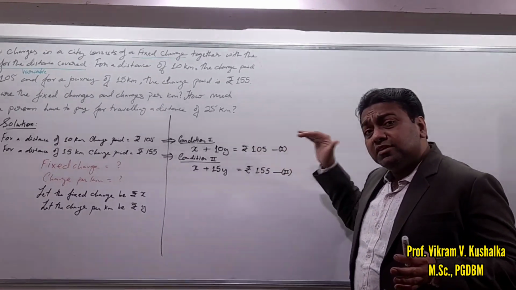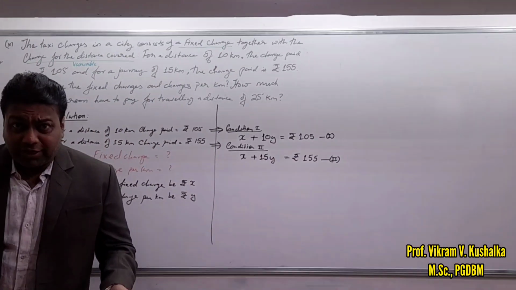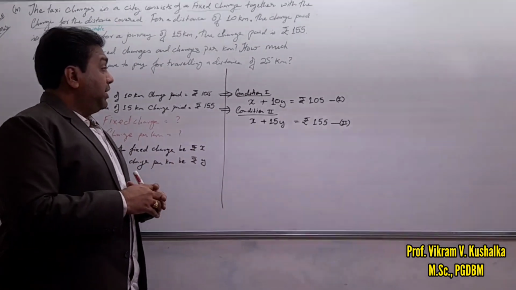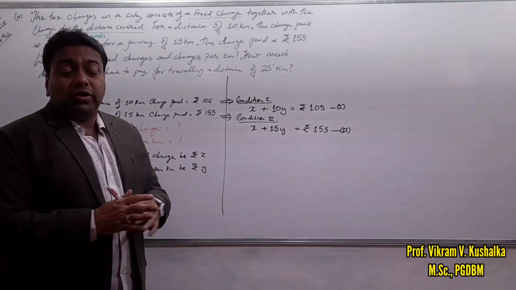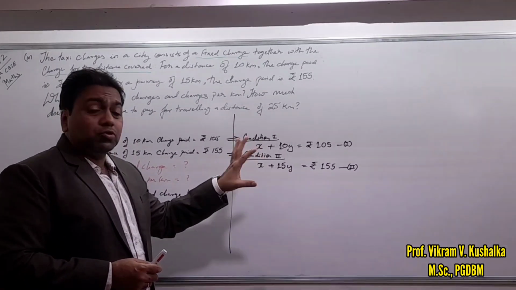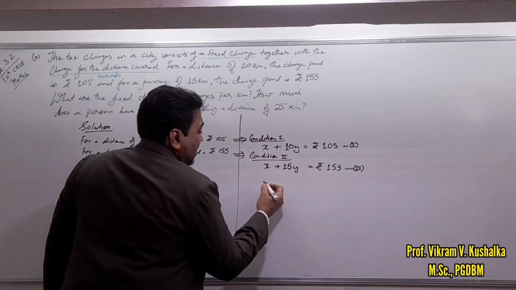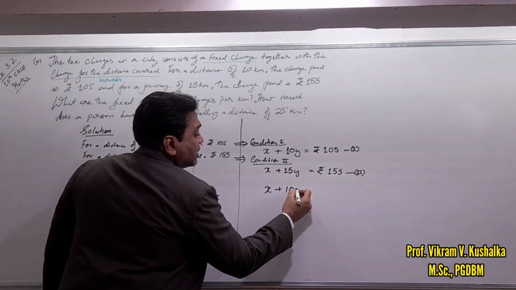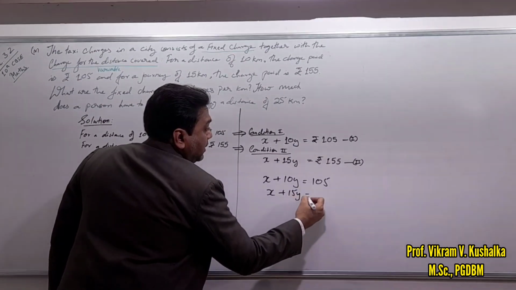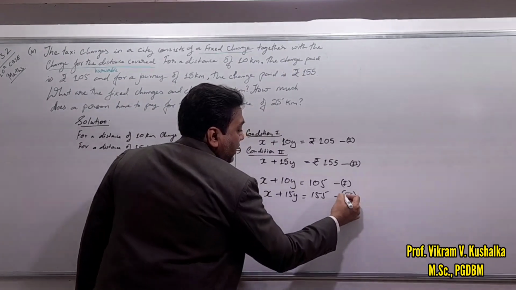So now we have the two equations. So let us solve these two equations. There are multiple methods that you can use. You can use substitution method, you can use elimination method, right? You can also use Cramer's rule. Cramer's rule is not there for CBSE, but it's there for state board. So we can use Cramer's rule method also to solve and get the values of x and y. So let us use elimination method over here. x plus 10y is equal to 105. x plus 15y is equal to 155. That's my equation number 1. This is my equation number 2.